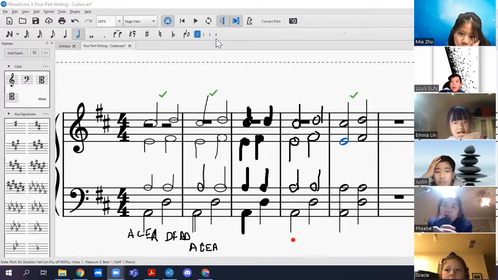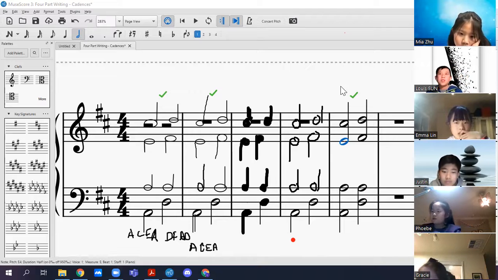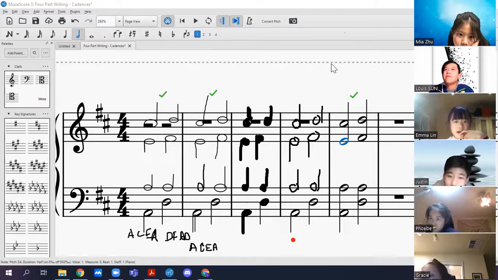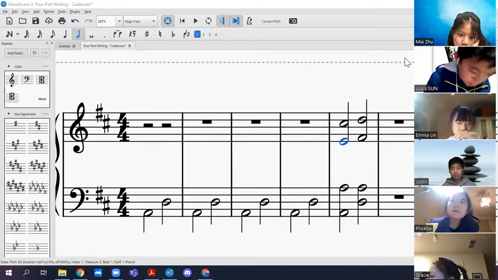Yep, Emma and Phoebe, they're both correct. So, I'm going to clear. I'll take a screenshot of it actually, if you want to. I've taken a screenshot and I'll post it in the chat if you want to admire your work.